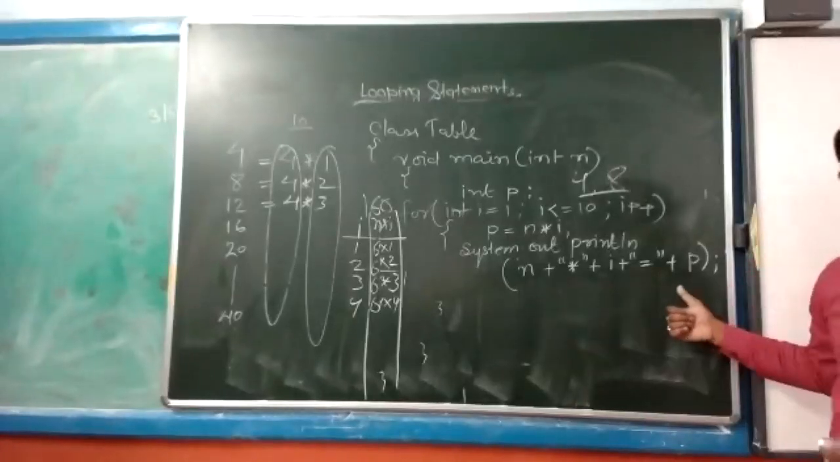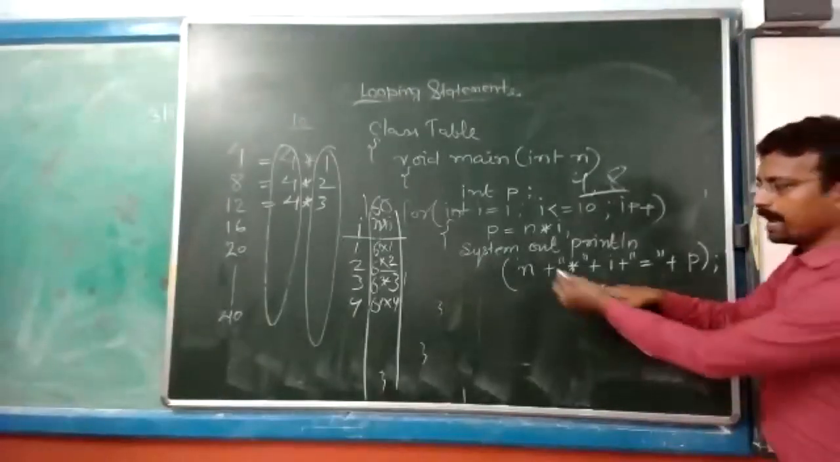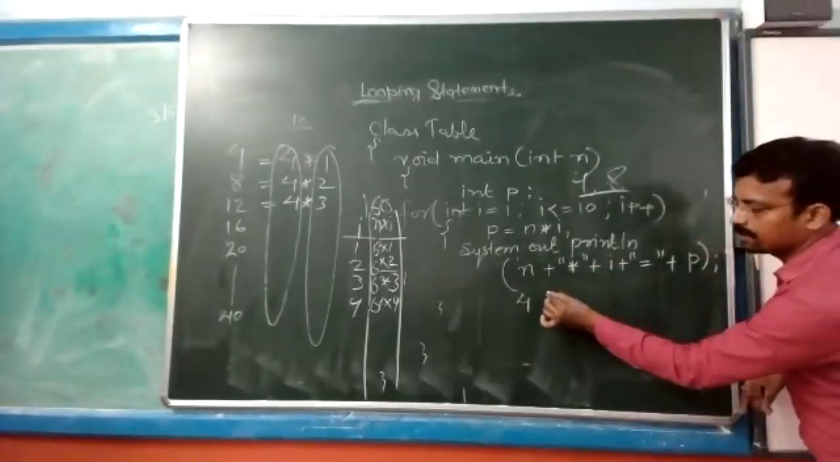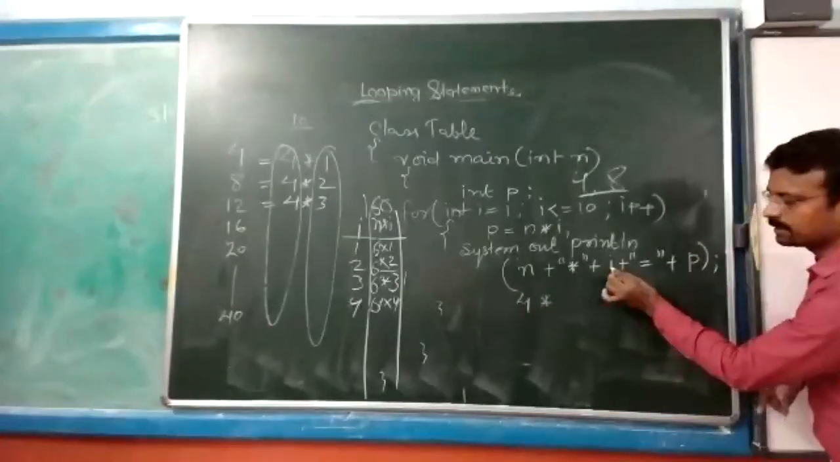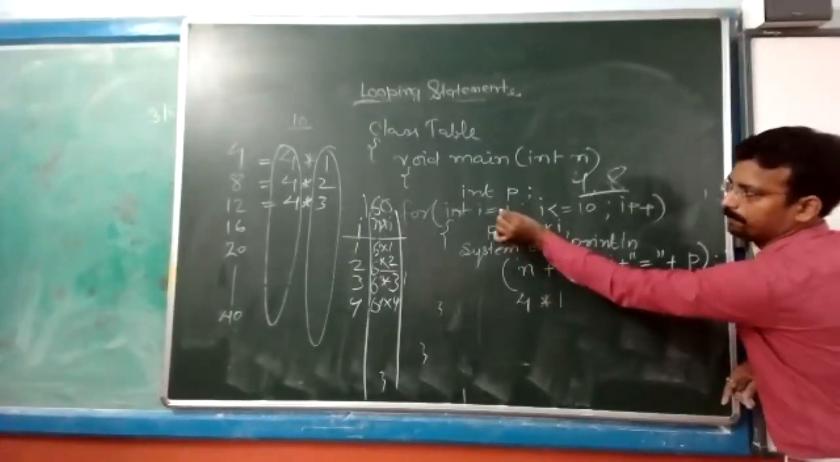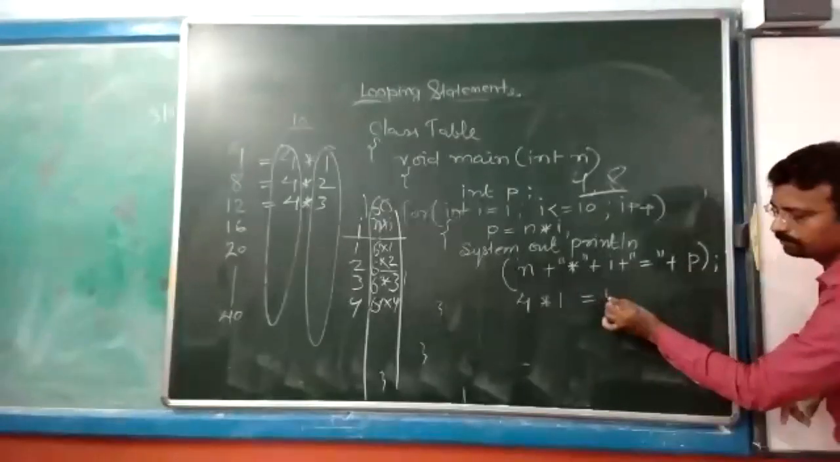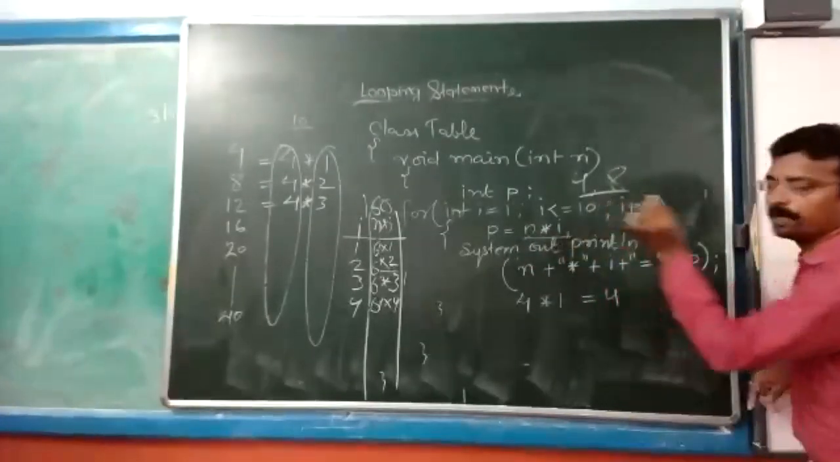Do you know what is going to happen? See how it is going to print. Suppose n you are taking 4, so it will print 4. This is the multiplication sign. This is I, means 1 first time. And now what is happening? Equal to P is what? P is this 4 into 1.